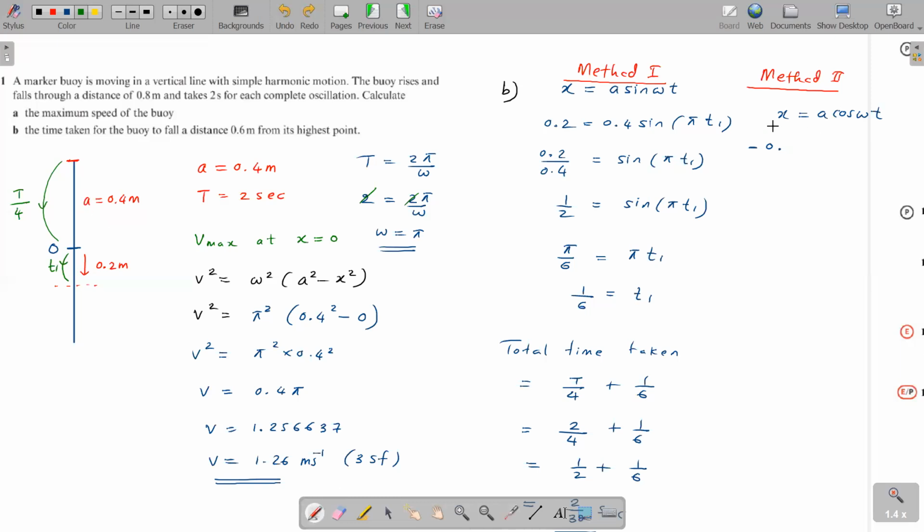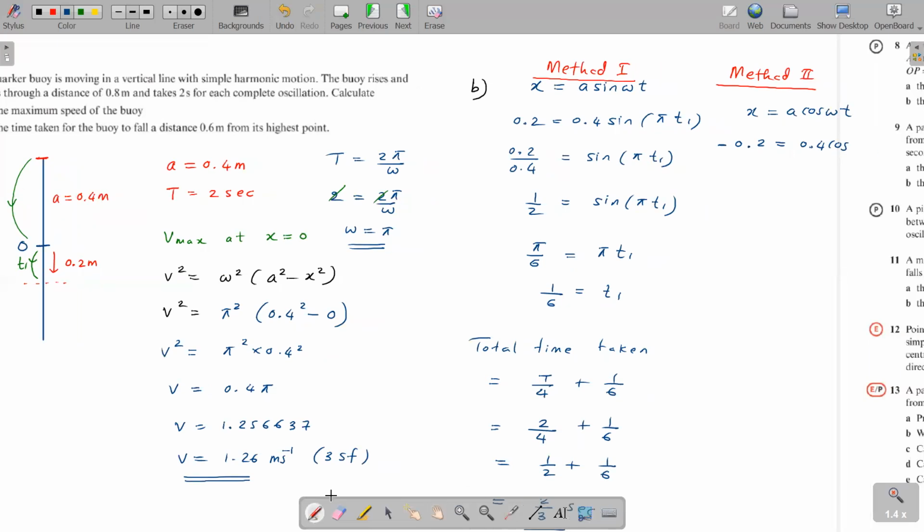Okay, so here x will be minus 0.2. That's really important. Amplitude is 0.4 cos omega t. So omega is pi. Do you agree? So minus 0.2 equals 0.4 cos pi t. Okay, so minus 0.2 divided by 0.4 equals cos pi t.